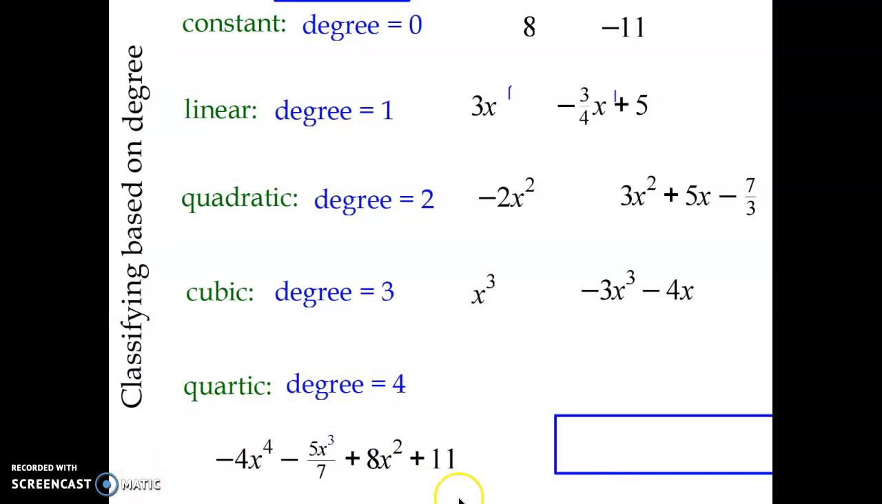And here's an example of a quartic polynomial. I have exponents of 4, 3, 2. This one is a constant, so it's a 0. The biggest on that is 4. So the degree of this entire polynomial is 4. Okay, so just like before, if you didn't have time to get all those written on your note sheet, pause the video right here, write all of those down, and then continue on with the video.